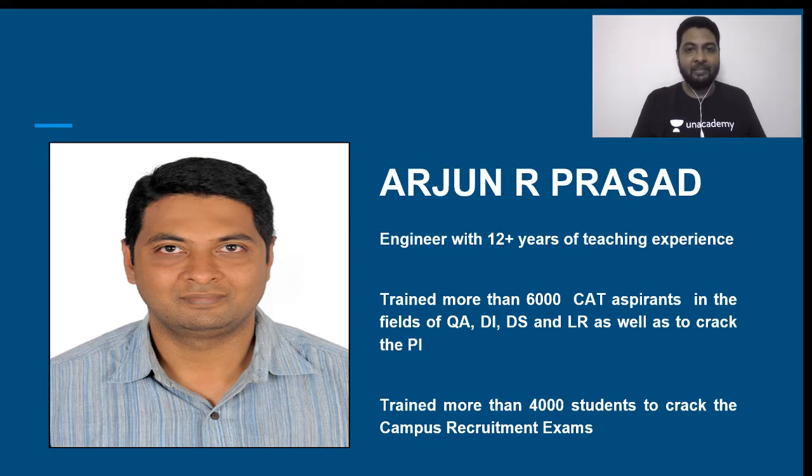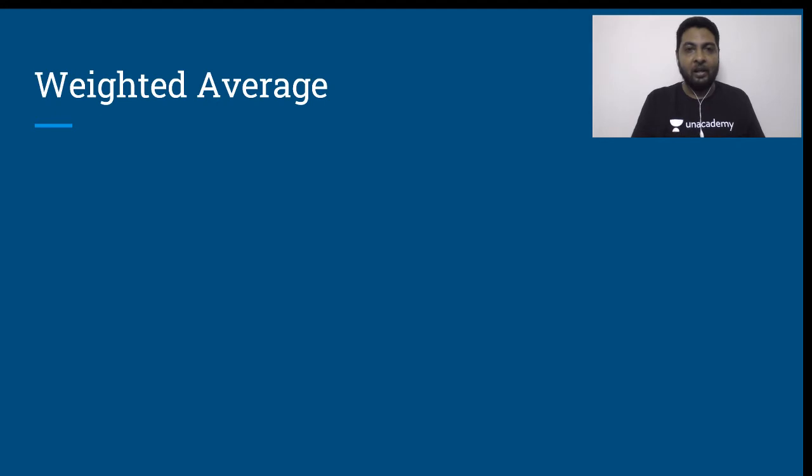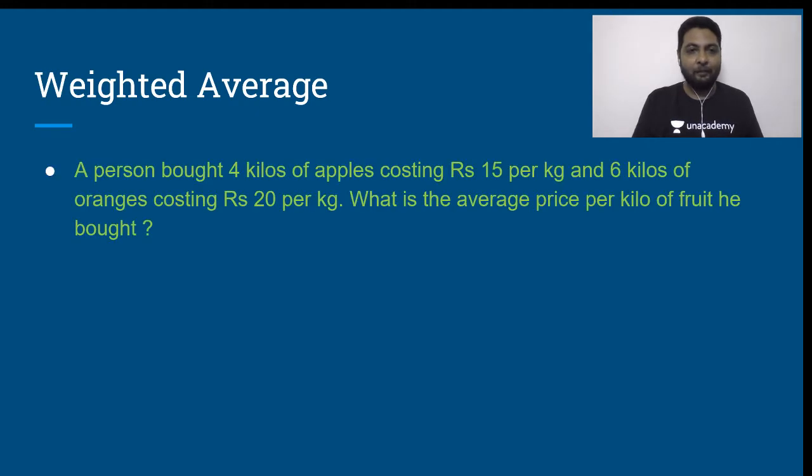Before we move on to mixtures and alligations and the alligation principle, we need to understand the concept of weighted average. Let us understand the concept of weighted average with an example question, with a very simple question. Let us say a person bought 4 kilos of apples costing rupees 15 per kilo and 6 kilos of oranges costing rupees 20 per kilo. What is the average price per kilo of fruit he bought?